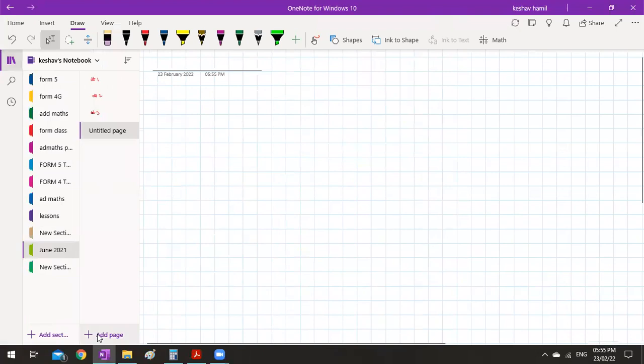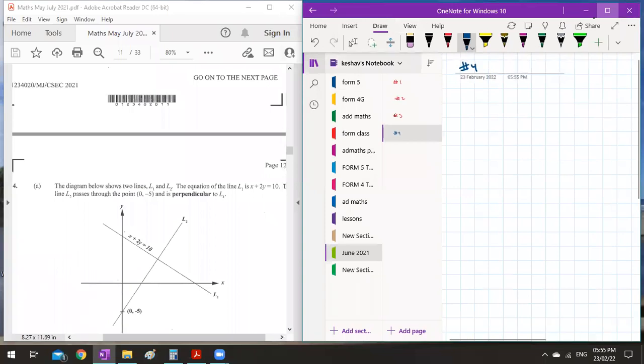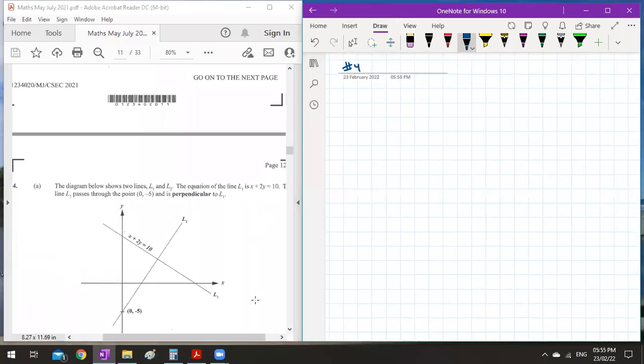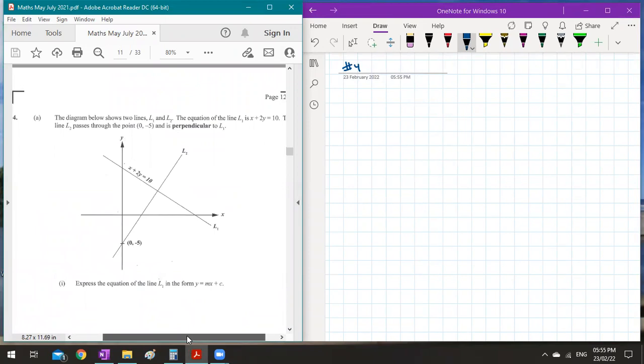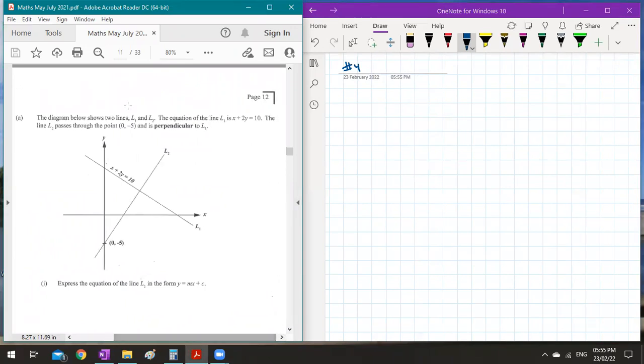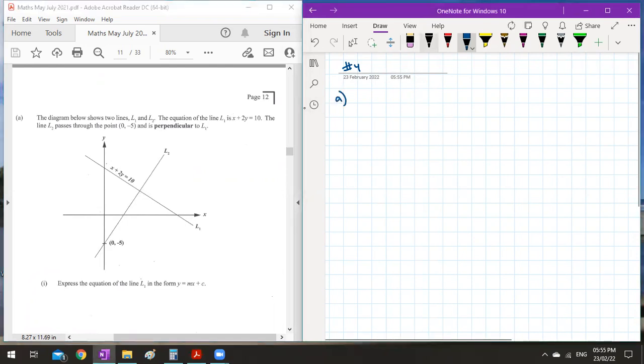So page, question 4. The diagram below shows 2 lines, L1 and L2. L1 is this one here, L2 is this one here. We have an axis of x. The equation of L1 is x plus 2y is equal to 10.